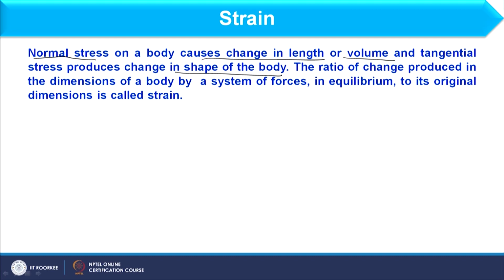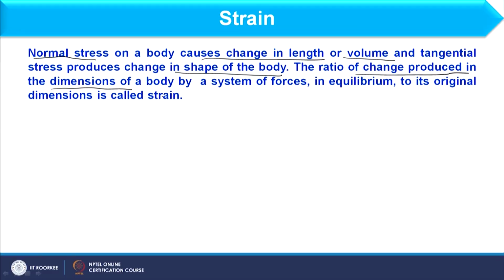We have already discussed that when normal stress is applied, the shape of the object will remain as it is, only that particular dimension will change where the stress is applied. However, when I am using shear stress, the shape of the object will change. The ratio of change produced in the dimension of a body by a system of forces in equilibrium to its original dimension is called strain. So, strain is basically change in dimension divided by original dimension, as you can see here.